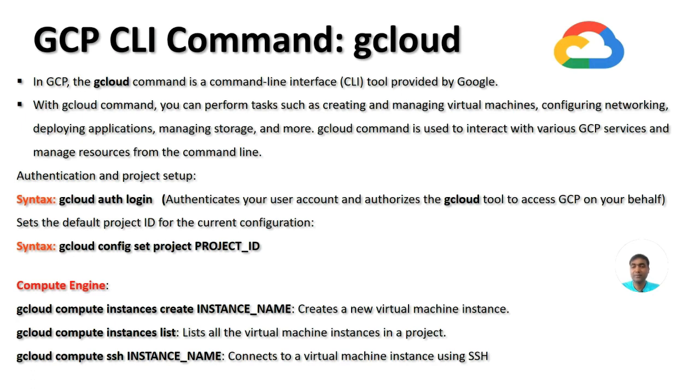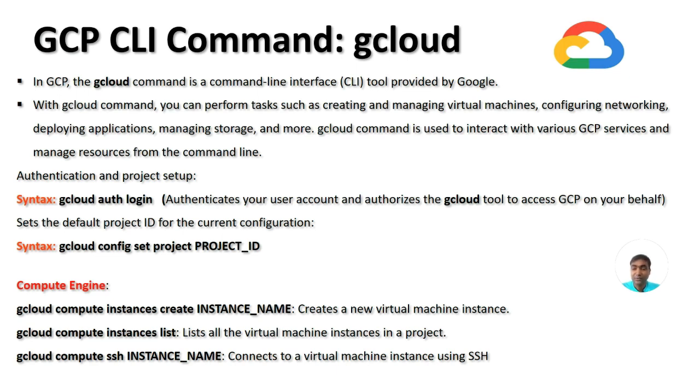In Google Cloud Platform, the gcloud command is a command line interface tool provided by Google. It is used to interact with various GCP services and manage resources from the command line. With gcloud, you can perform tasks such as creating and managing virtual machines, configuring networking, deploying applications, managing storage and more. Guys, to create a new server instance in Google Cloud Platform using CLI commands, you can use the gcloud command, which is the official CLI tool for GCP.